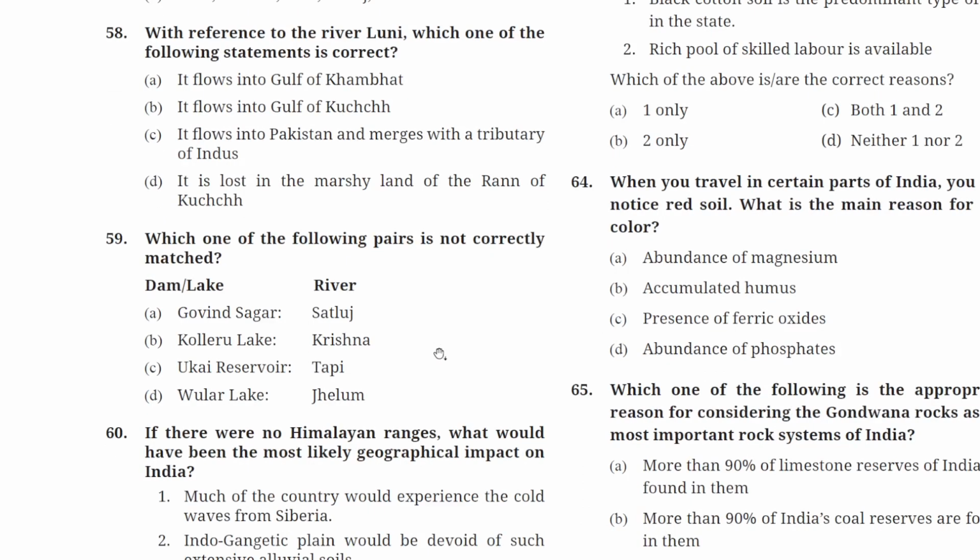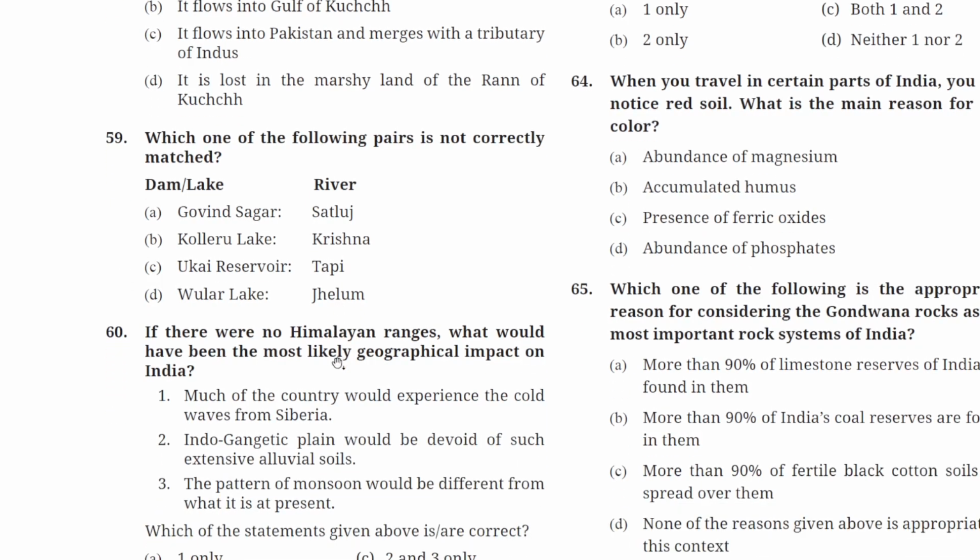Which of the following pairs is not correctly matched? Okay, let's see. 59. B. Kolleru Lake is the largest freshwater lake and is located in Andhra Pradesh. Kolleru Lake is between the Krishna and Godavari. 59 is B, Kolleru Lake.